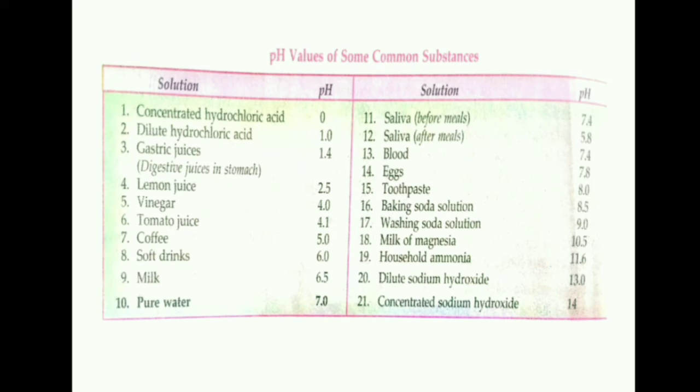Tomato is a weak acid. Coffee is a weak acid. Soft drinks are weak acids. Milk is a weak acid. Pure water, again as I showed, is neutral in nature. Saliva and blood have a higher pH.